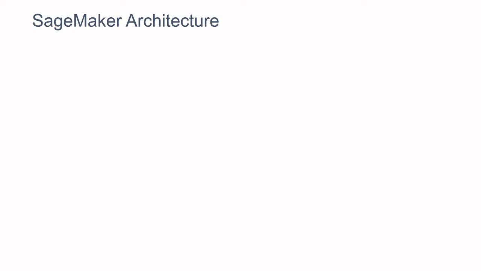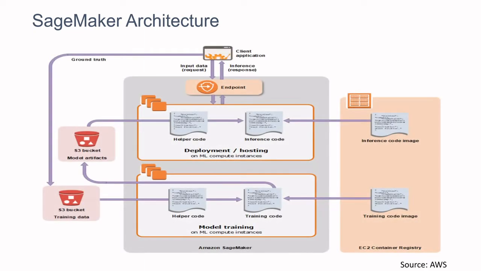Now in this lecture, we'll do a deep dive on SageMaker architecture, right? So let's have a look at the SageMaker architecture. First of all, what are the things we need to remember in this? There are three parts over here.